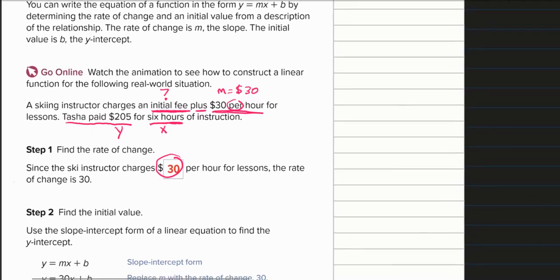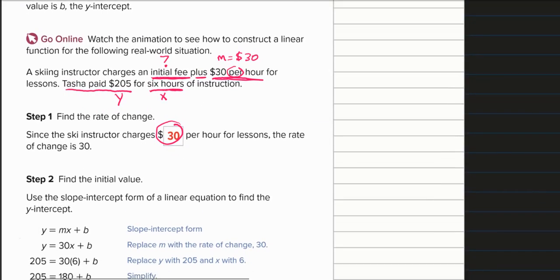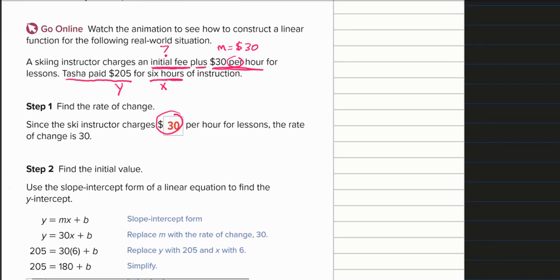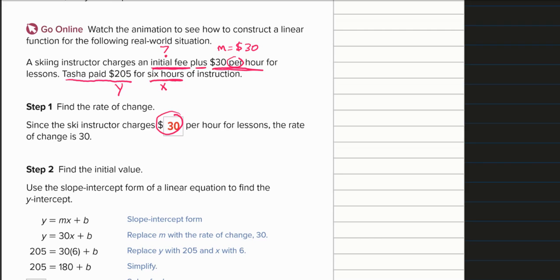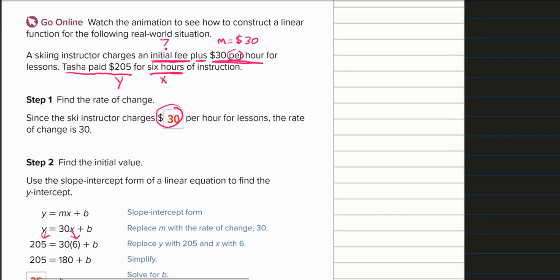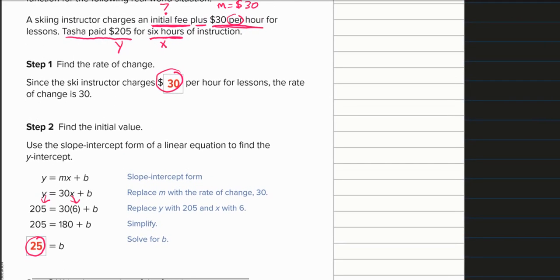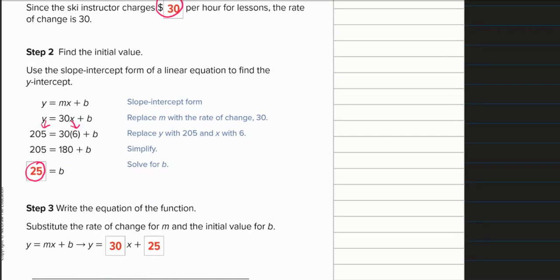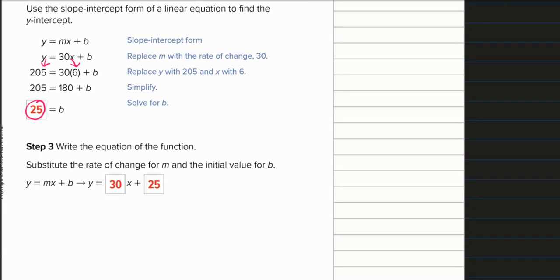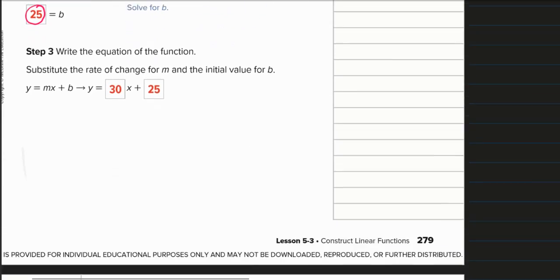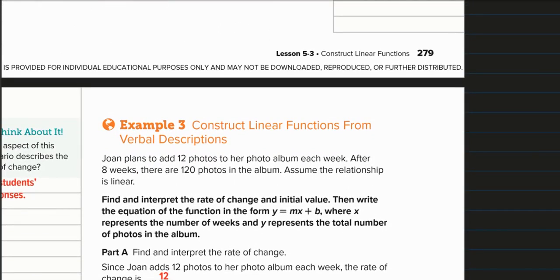Next, we're going to find our initial value. So we're going to do what we did before. We're given our slope, we plug that in. Then we're going to plug in our 6 into x, our y into 205. And then we're going to simplify, and we should get a 25 for our initial cost, or what do they call it? Initial fee. So we get $25 for the initial fee. Our equation is y equals 30x plus 25. All right, let's look at another example.